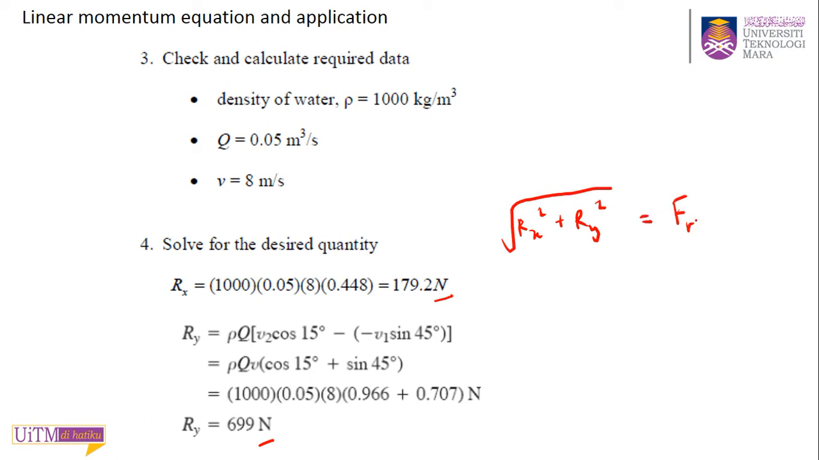Okay, FR, and to find the angle, the direction, inverse tangent, okay, Ry over Rx. Okay, you will get the answer. Okay, can you understand up to here? Anything you want to ask?